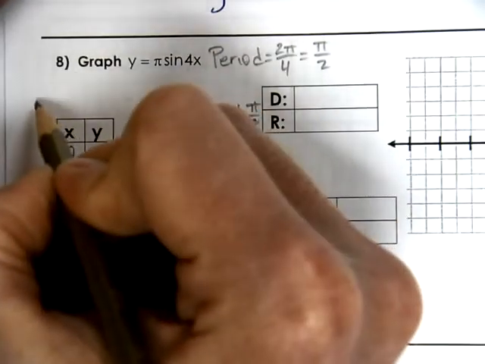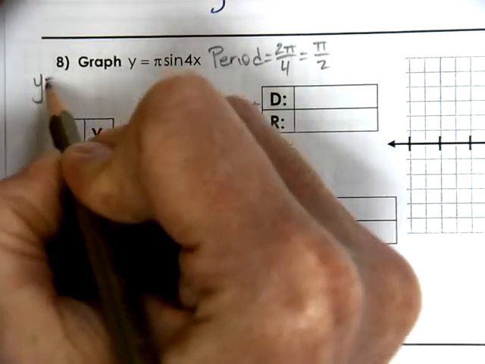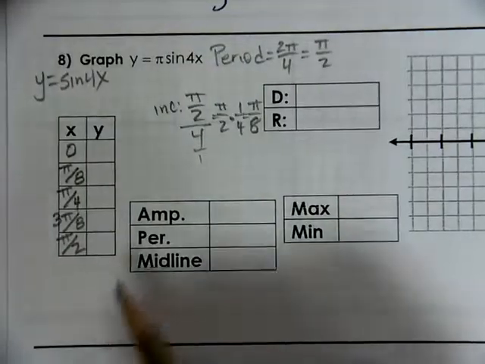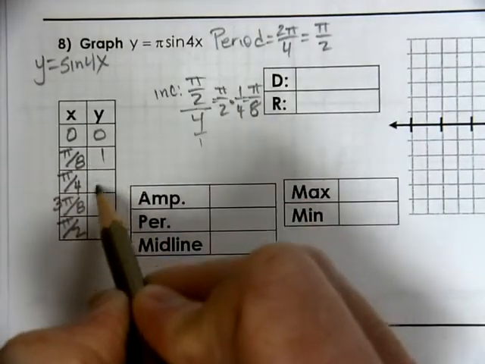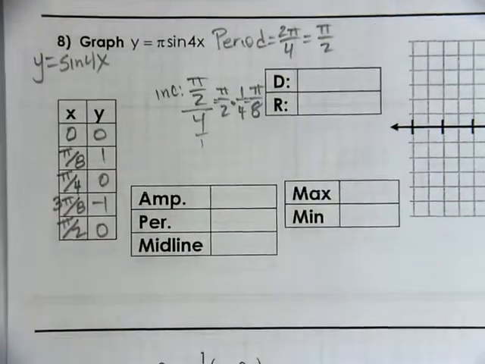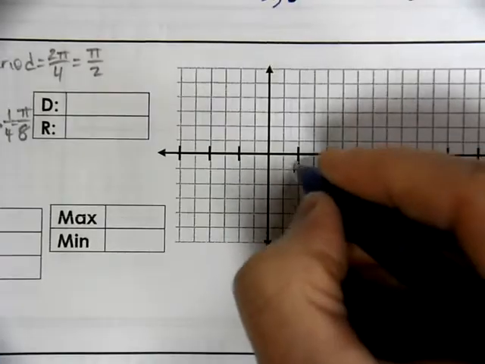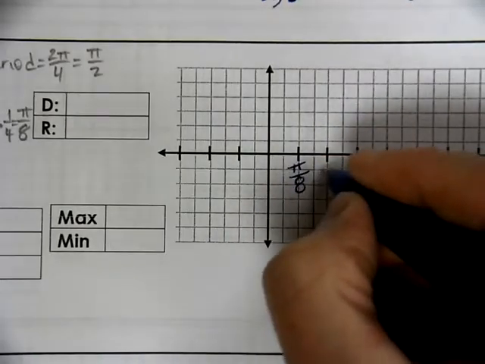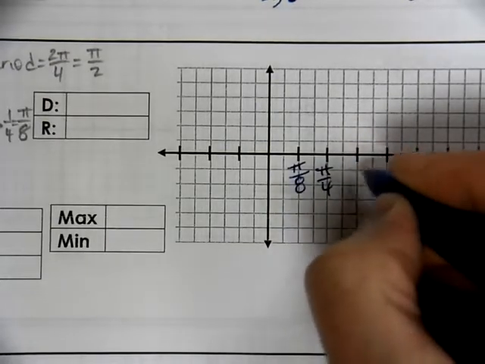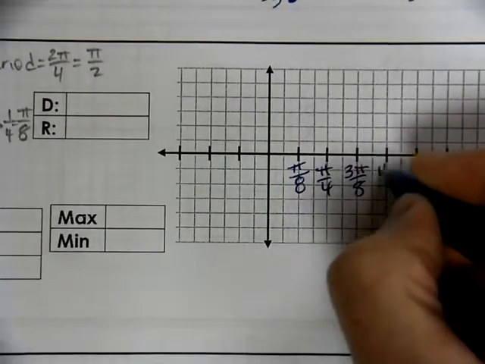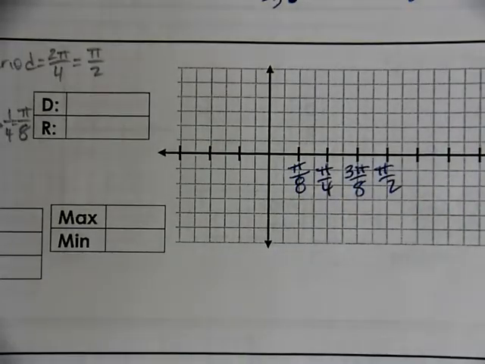So you could do this as y equals sine of 4x, and we know sine goes 0, 1, 0, -1, 0. You could come over here and graph that. We're going to have pi over 8, pi over 4, 3 pi over 8, and pi over 2.